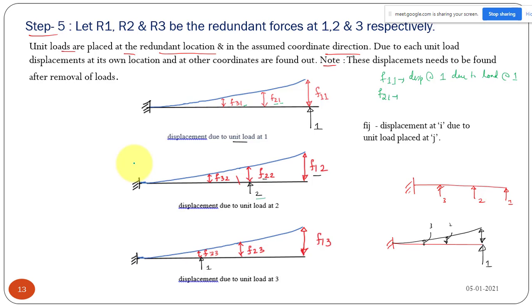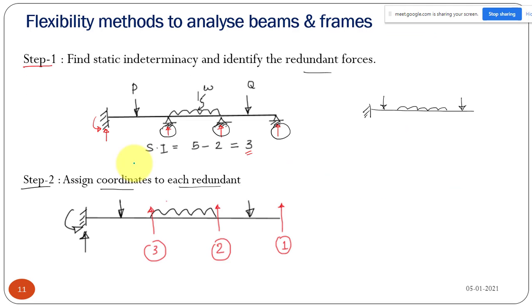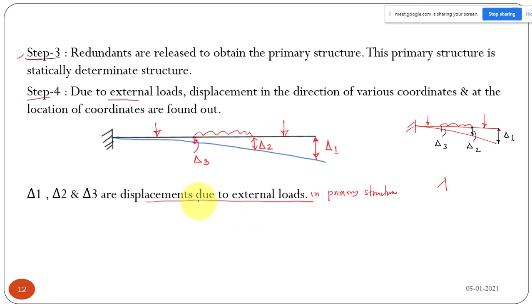All the steps I have explained are given here. The first step: find the static indeterminacy, 3, and assign coordinates 1, 2, 3. Step 3: remove the redundants R1, R2, R3 from your structure to obtain a primary structure, which should be a statically determinate structure. Step 4: due to the external load, find the deflections at coordinates 1, 2, 3: delta 1, delta 2, delta 3.